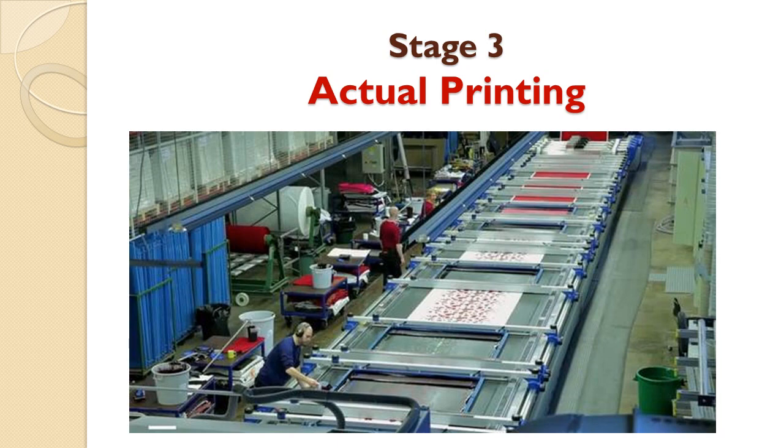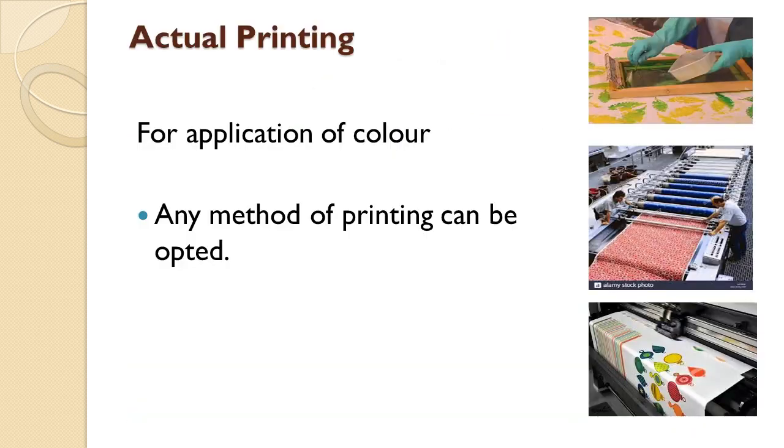Next step is actual printing. Now we need to select the machine. It may be block printing, it may be table printing, it may be flatbed printing machine. We have to carry out actual printing by selecting the proper method. So any method of printing can be opted, like you can take screens, we can take rotary screen printing, we can go for even inkjet, because the color preparation is essential. We can apply the color by using any method of printing.